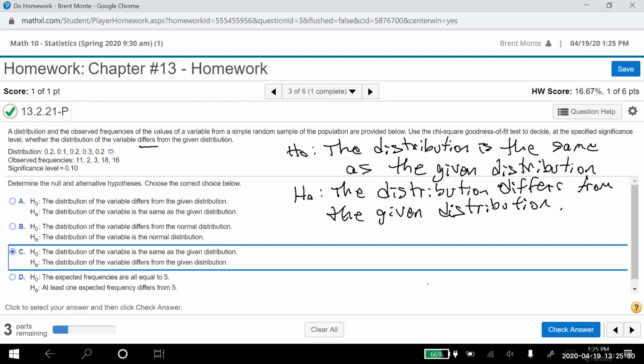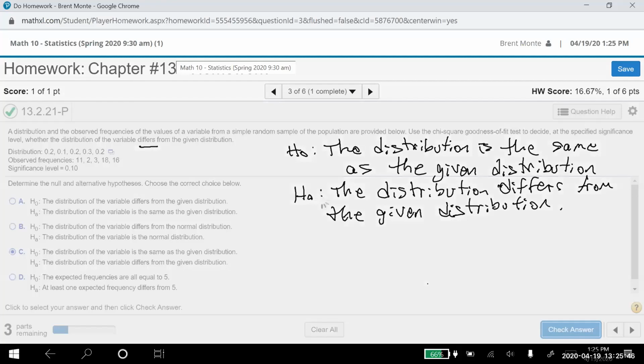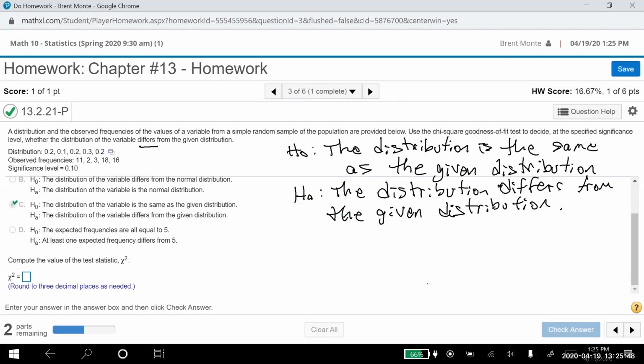Let's see what's wrong with D. Oh, D says the expected frequencies are all equal to 5. Well, that's one of the assumptions, not that they're all equal to 5, but that's definitely not the correct answer. So we'll click there. Well done. Thank you very much. Okay, now it says, oh, what's chi-squared?